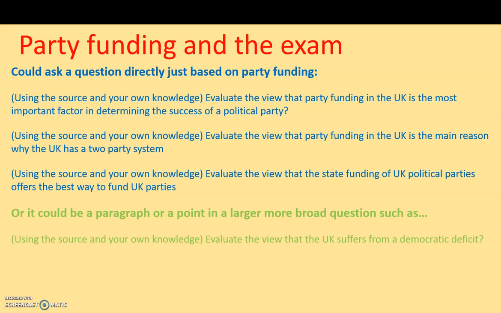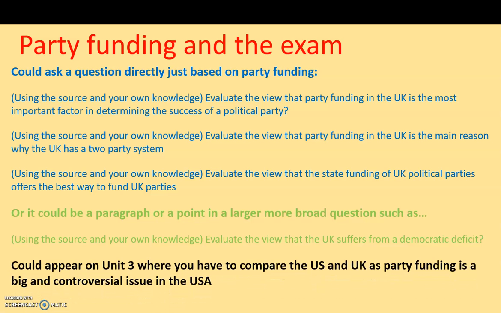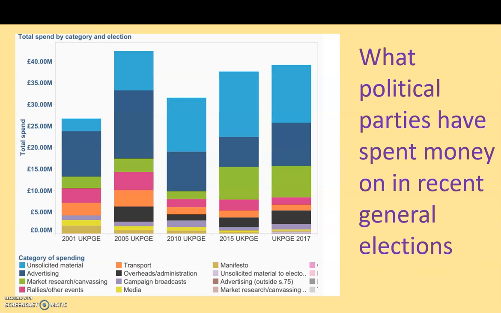It also, by the way, could be part of an answer. It could be a paragraph of a question along the lines of, does the UK have a democratic deficit? Because you might argue the UK does, because parties are funded by a few big donors and therefore they don't have to take as much notice of people with less money. When we come to Unit 3 about US government and politics, which is a comparative paper, there could very well be a question comparing the US and the UK and the different ways in which both countries have tried to deal with money and politics and the potential problems.